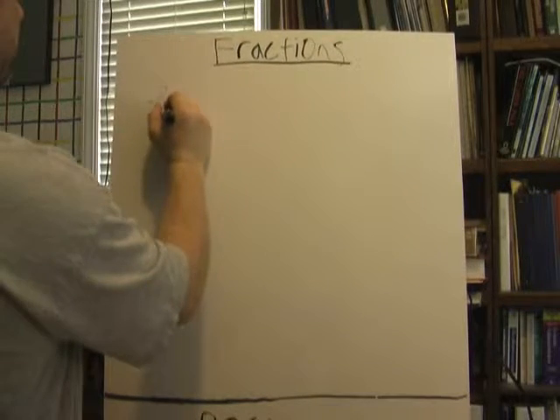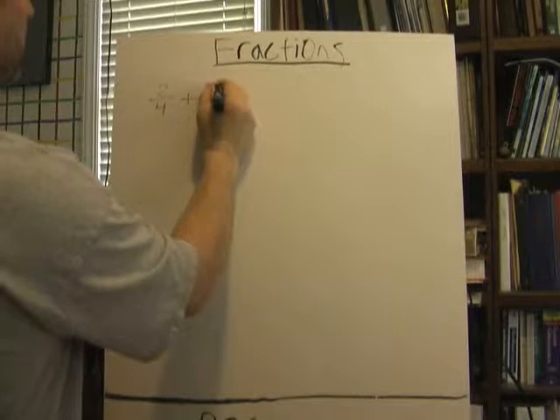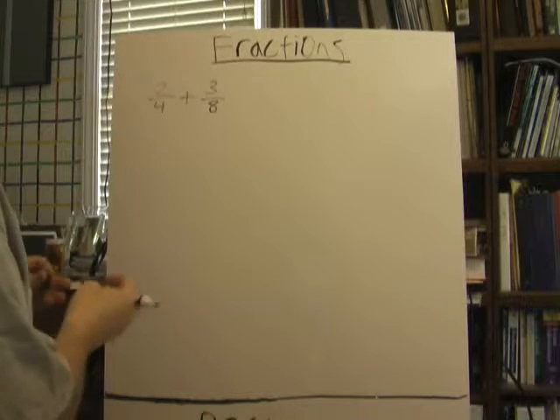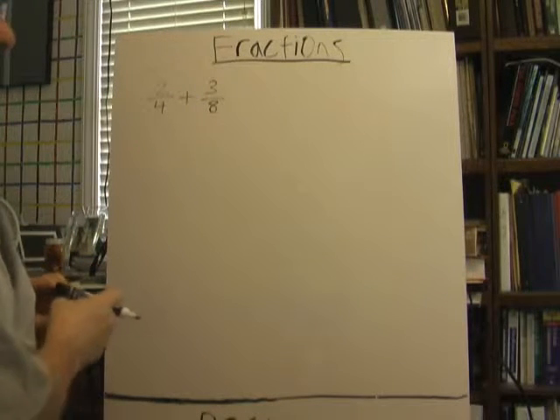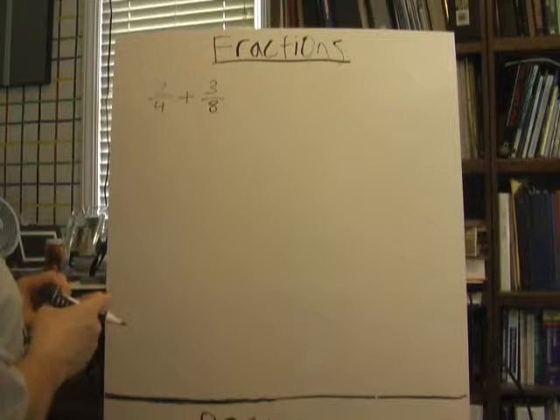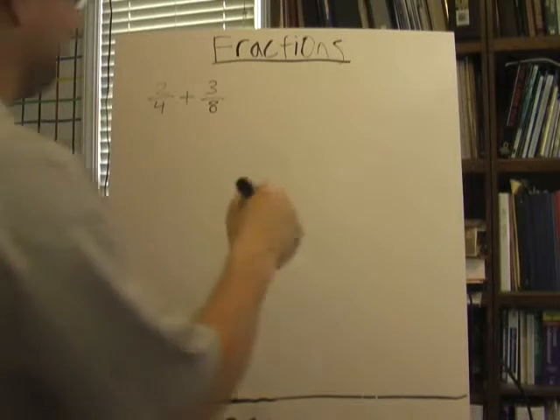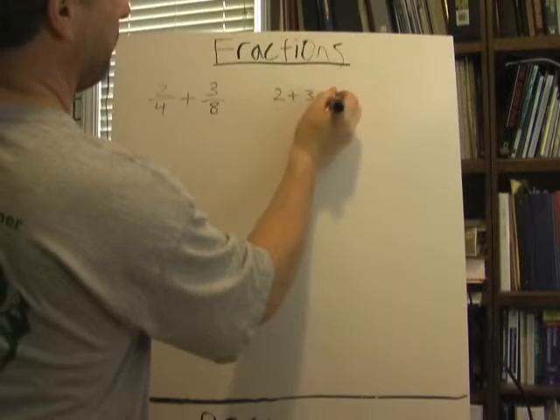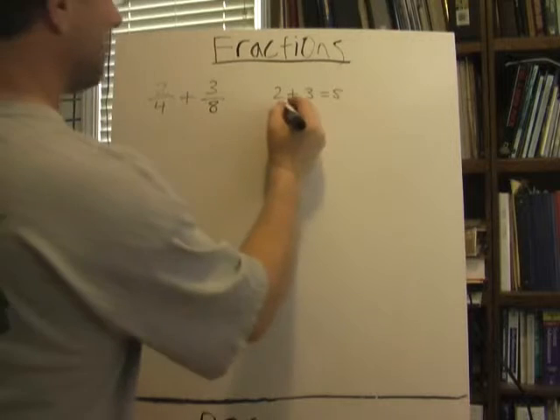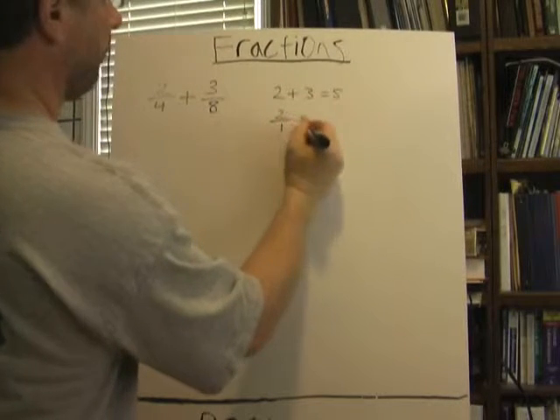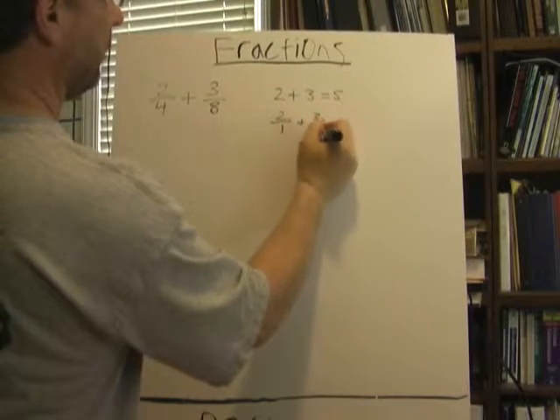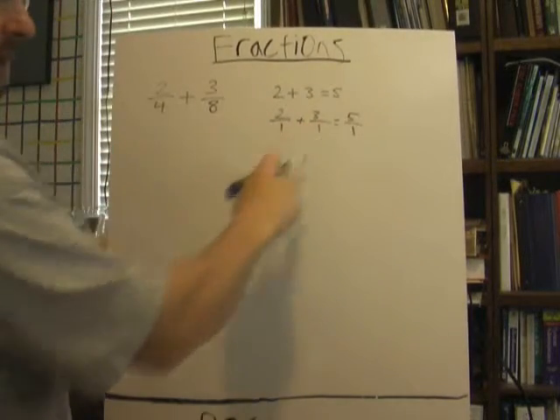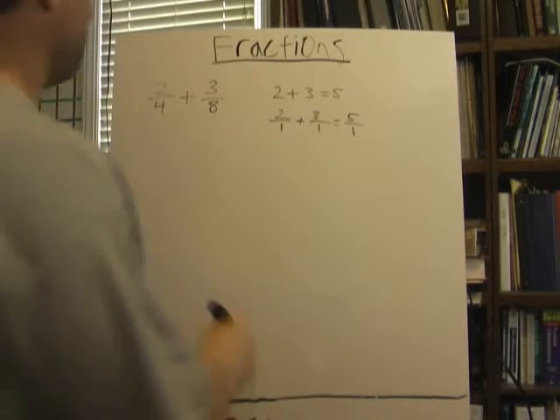2 1/4 plus 3 1/8. That's the first problem here. What you do with fractions, you have to have common denominators in order to do addition. For example, 2 plus 3 is equal to 5. However, this is just like the fraction 2 over 1 plus 3 over 1 equals 5 over 1. It's the same thing. It's a common denominator. The common denominator is 1 in this case.